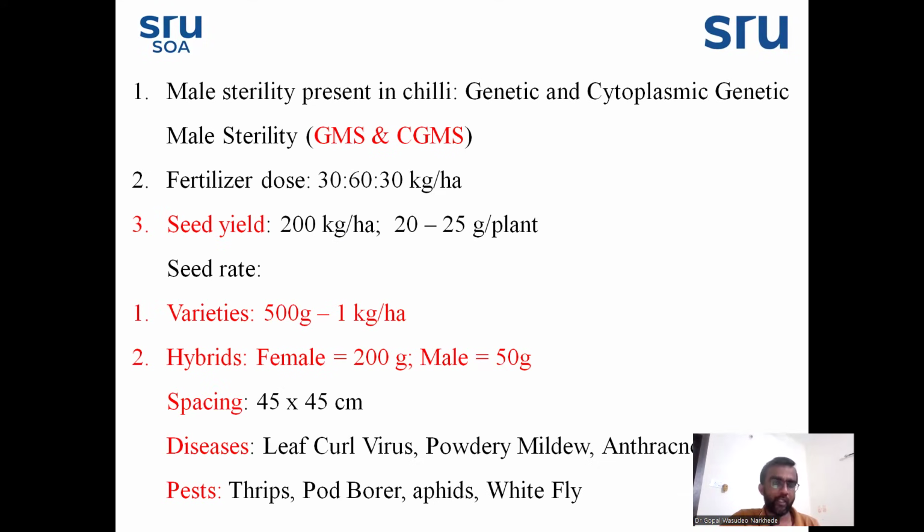Seed is approximately 200 kg per hectare, that is 20 to 25 grams per plant. The next is what about seed rate? For varieties, 500 gram to 1 kg per hectare. And for hybrid, 200 gram for female parent and 50 gram for male parent. 45 by 45 centimeter is the spacing. Okay.